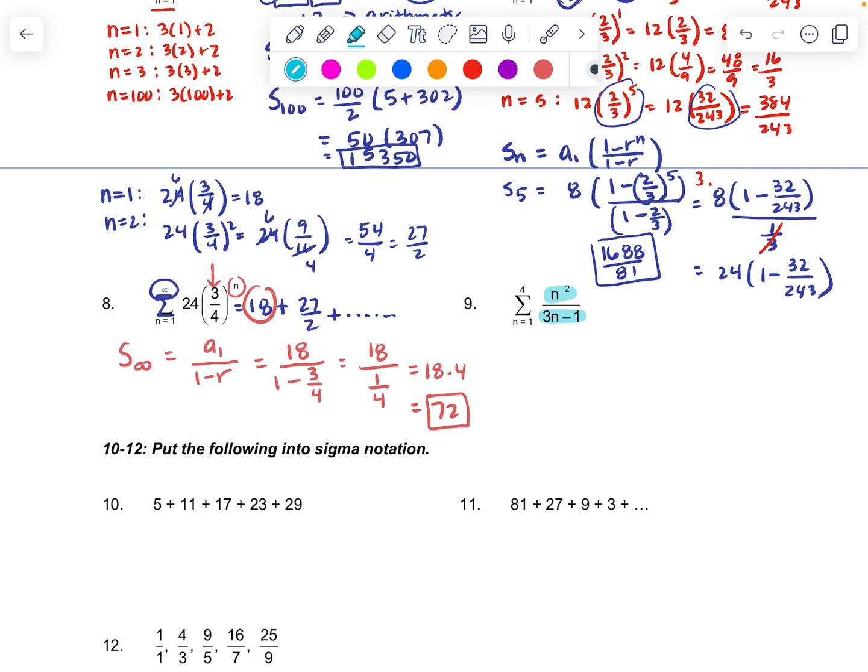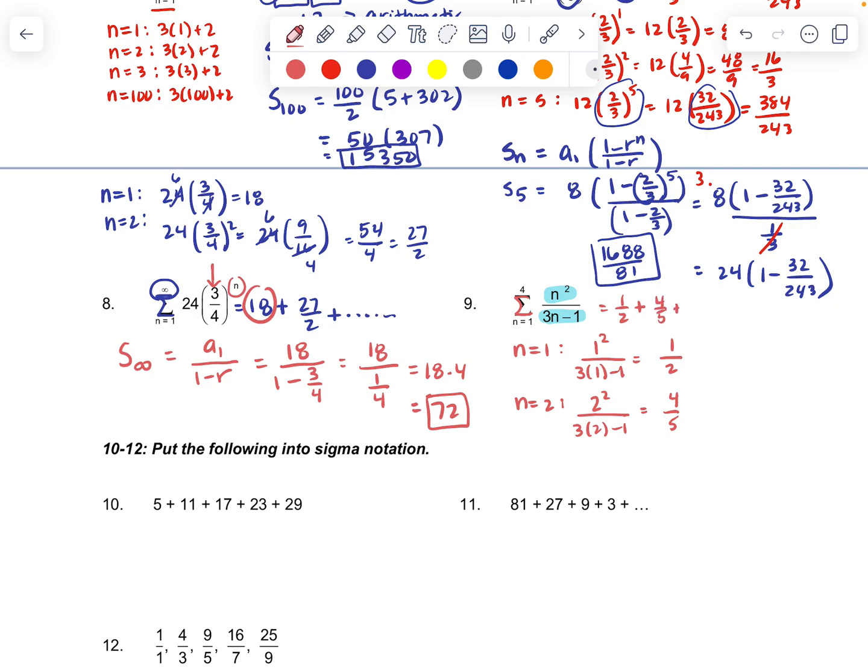Now, luckily, there's not very many terms here. So let's just go ahead and do it. So look, if n equals 1, so replace all your n's with 1. You're going to get 1 squared over 3 times 1 minus 1. So it's going to give me 1 over 2. So my first term is 1 over 2. Again, your sigma means to add up. Now let's plug in n equals 2. If I plug in n equals 2, I'm going to get 2 squared over 3 times 2 minus 1, which gives me 4 over 5. So this is plus 4 over 5.